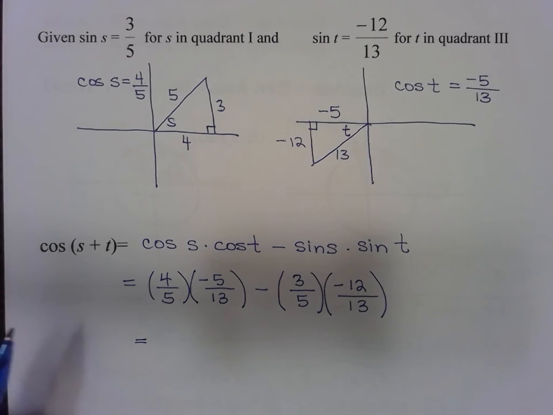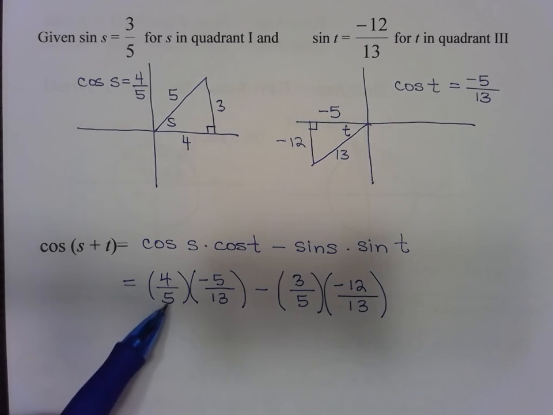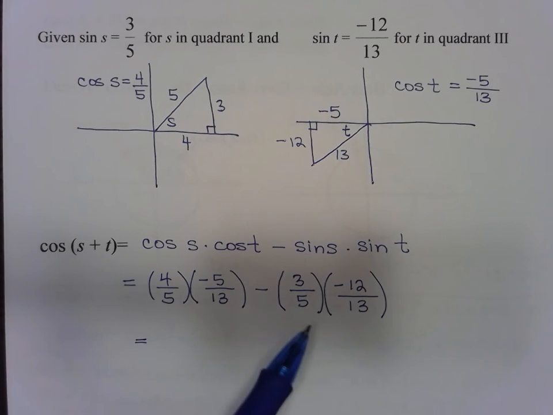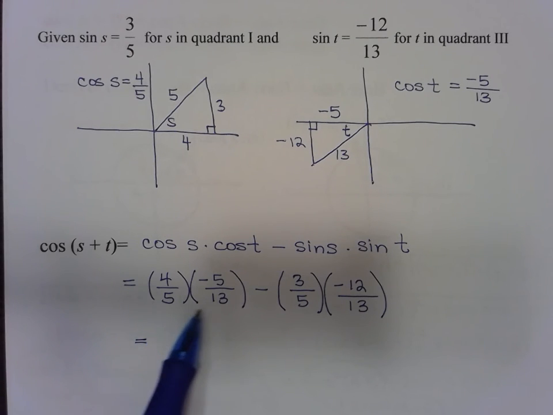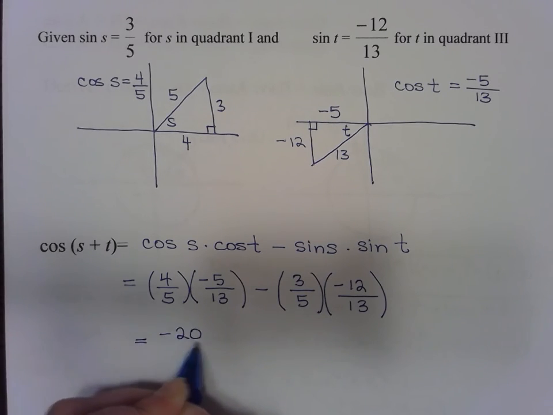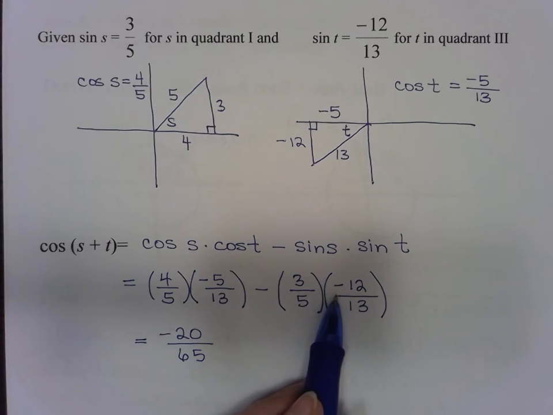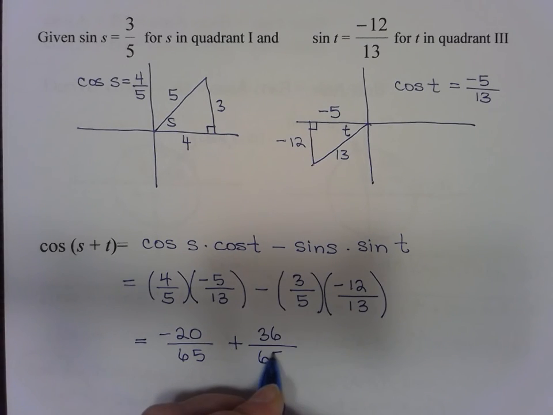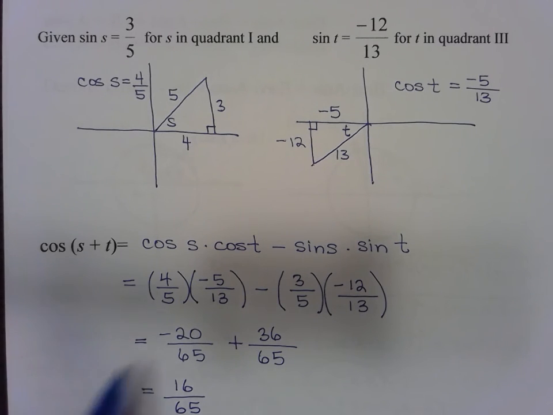Okay, so now we just want to calculate this, or at least make it a little simpler. While we could cancel out these 5s, we can't do that over here. And so I'm not going to do that right away. I'm going to keep the same denominator so they're easier to combine together. So this is going to be -20/65. We're subtracting a negative, so this is going to be a plus 36/65. -20 plus 36 will be 16/65. I don't think we're able to reduce that.